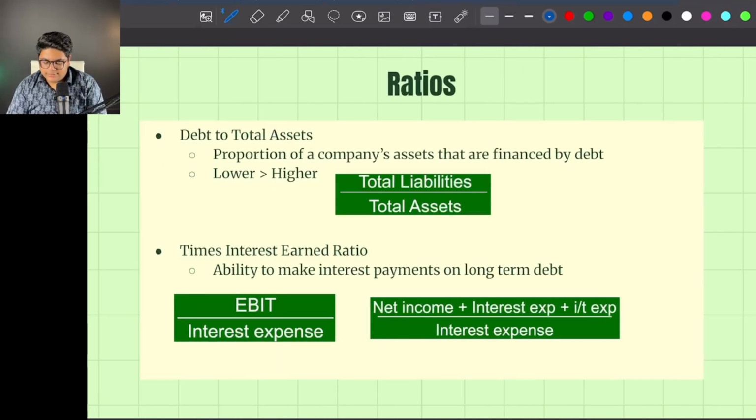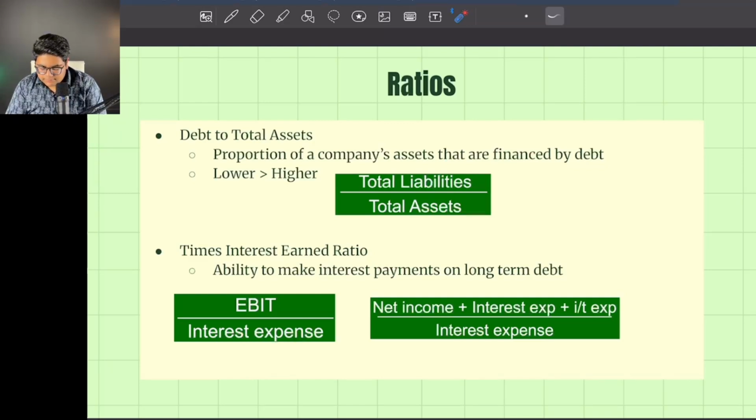Number one, debt to total assets. This is the proportion of a company's assets that are financed by debt. As in, for every asset you have, how many total liabilities do you have? Ideally, you want a lower value than a higher value, because that way the liabilities are less than the assets. Or ideally, that's the desired case.